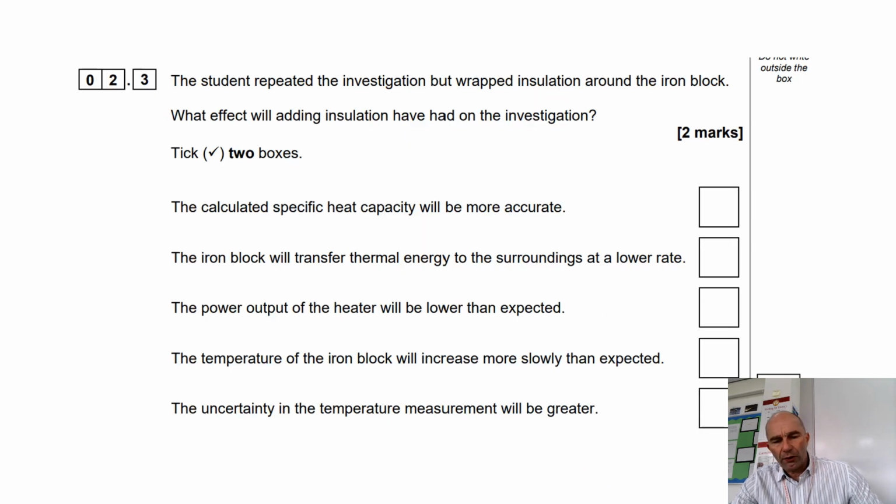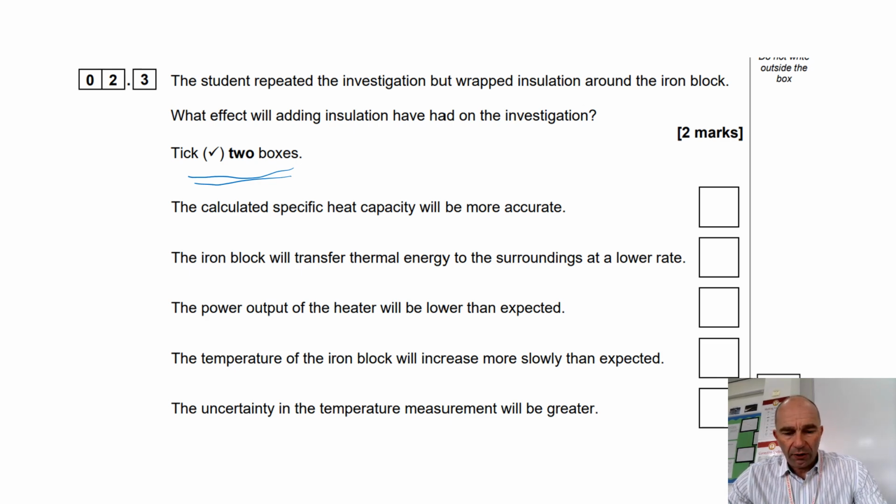And then 2.3, the student repeated the investigation but wrapped insulation around the iron block. What effect will adding the insulation have had on the investigation? Now there's a clue here, there are 2 boxes to tick. Now don't think that the exam board are trying to catch you out and think there are 3 correct answers. There aren't. Likewise, there's not one correct answer. You have to tick 2 boxes. Even if you don't know a second answer, just have a guess and you might actually pick up the mark.